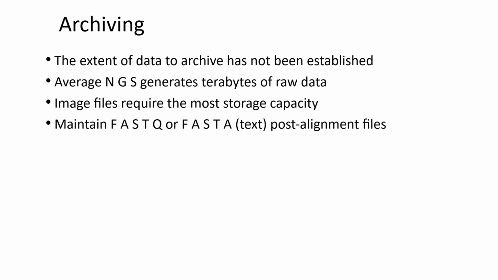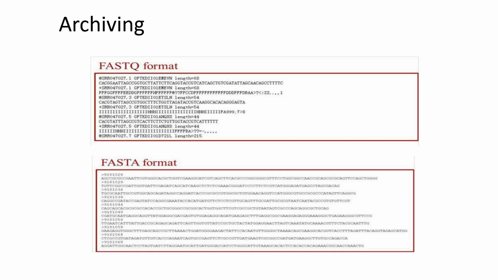Archiving. The extent of data to archive has not been established. Average NGS generates terabytes of raw data. Image files require the most storage capacity. Maintain different types of post-alignment files. So there's the FASTQ format and FASTA format.